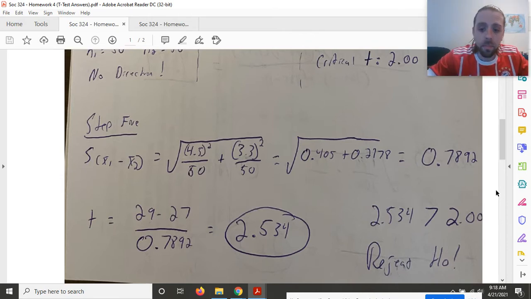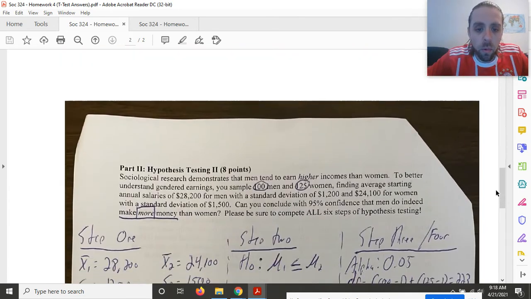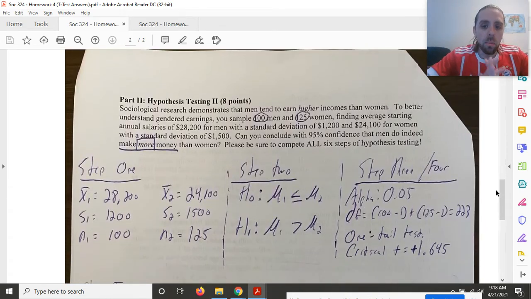Hopefully pretty good. Moving on to the second one, I'm going to make even a little more money here. To better understand gendered earnings, we want to sample 100 men and 125 women. Notice how I circled those. That is important for dictating whether I can use the equal Ns formula for a t-test or the unequal Ns formula for the t-test. These Ns do not look the same to me. Therefore, I have to use the unequal Ns formula.